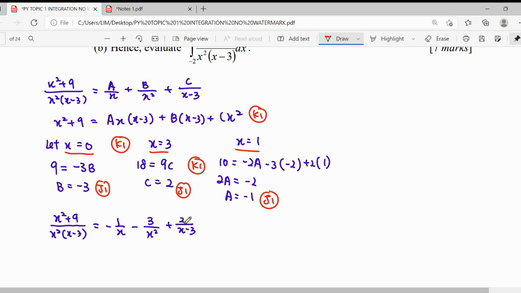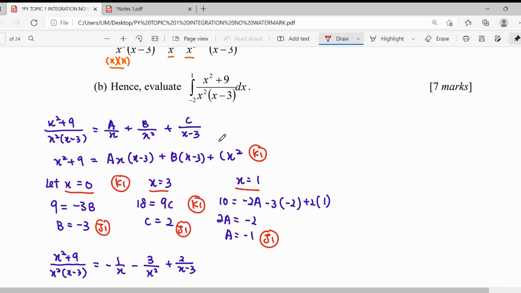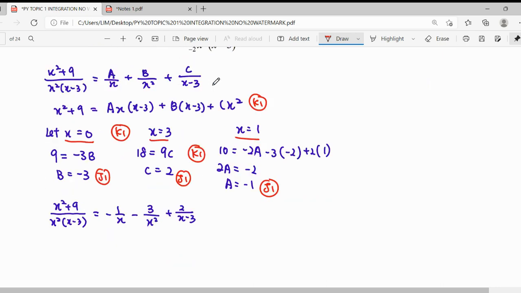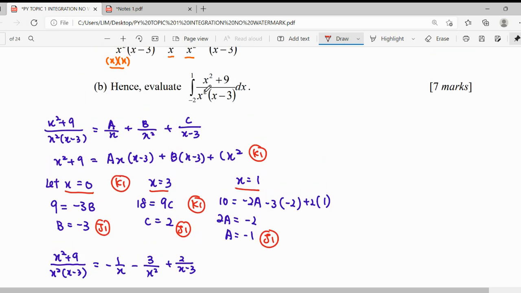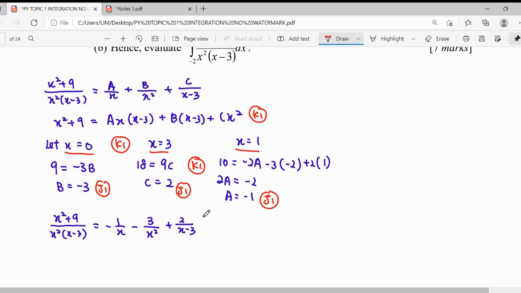This part doesn't have marks. Although it doesn't have marks, we need it in integration, so we need to write it. We write it so that we know this fraction can be substituted by its partial fraction format. So that will be our first part.